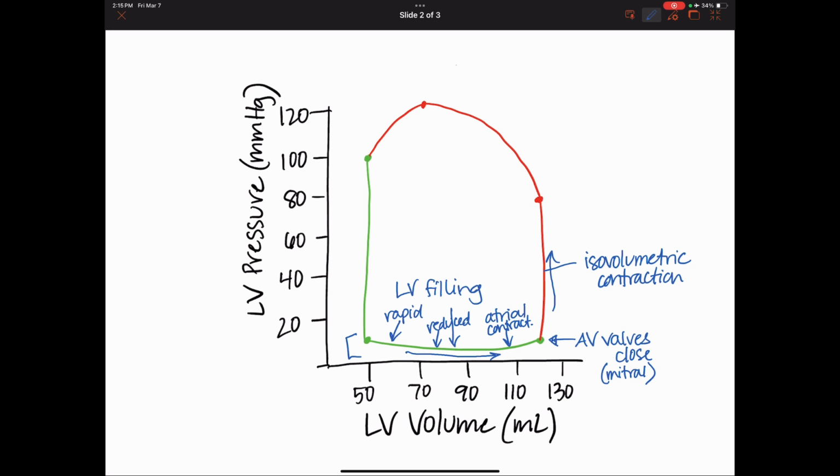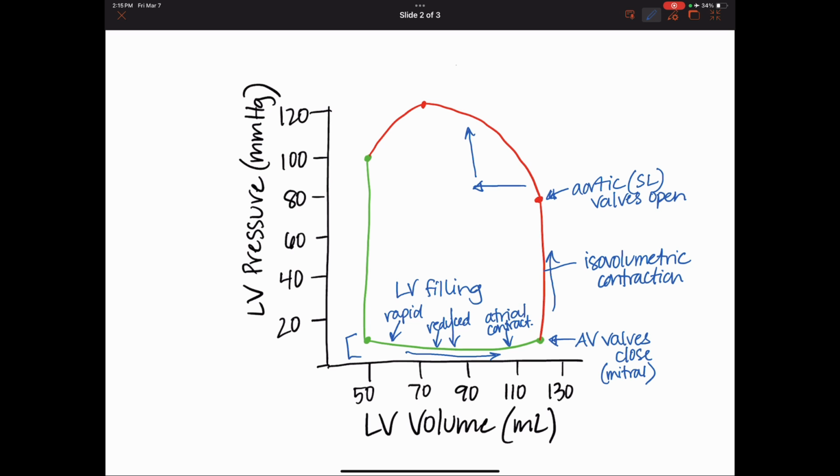Now, after the ventricle increases in pressure more and more, eventually it is going to come to the point where the pressure in the left ventricle becomes higher than the pressure in the aorta. And this is going to open the aortic, or the semilunar, valve. Once this valve opens, blood can now leave the ventricle and go into the aorta. And as the blood leaves the ventricle, we see that there is a decrease in the volume in the left ventricle, but the pressure in the ventricle is still increasing because the ventricle is still contracting.